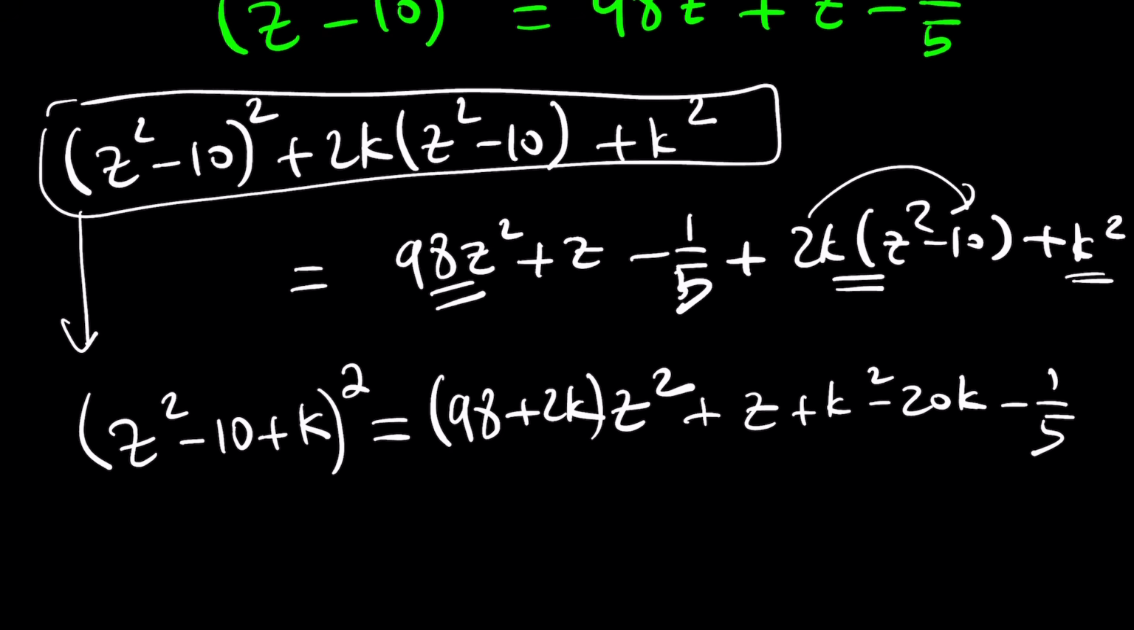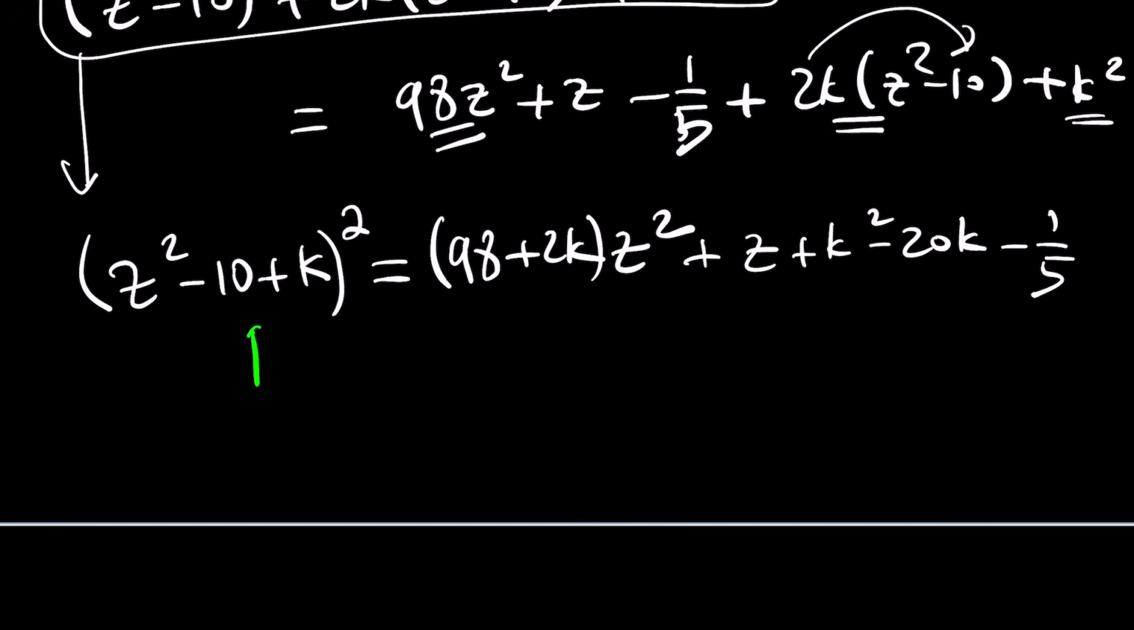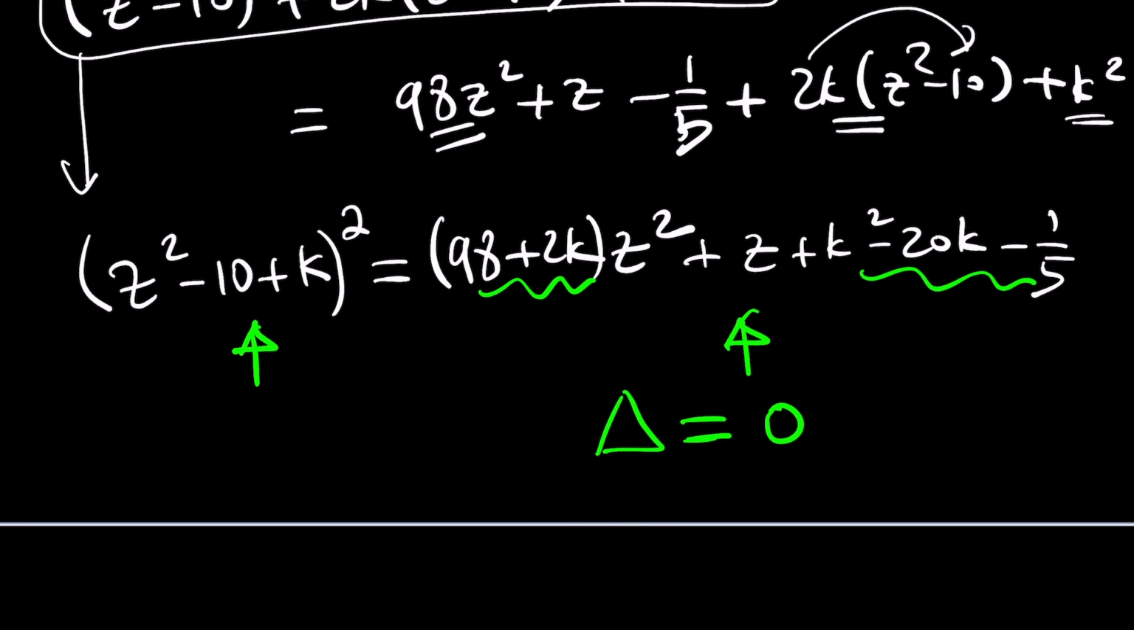Now here's the deal. Are you ready to hear the truth? This is a perfect square. This needs to be a perfect square as well, which means the delta needs to be 0 because that is a quadratic. And in order for this to be a perfect square, delta needs to be 0. But guess what? That's going to give you a cubic equation in k, because you have these numbers, right? And that's going to be for you to solve.